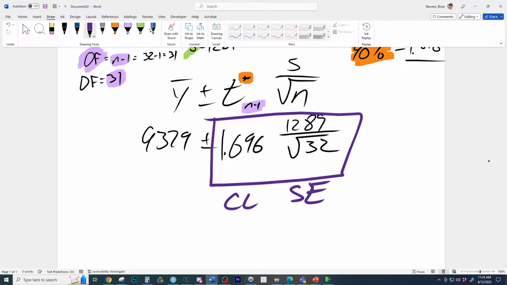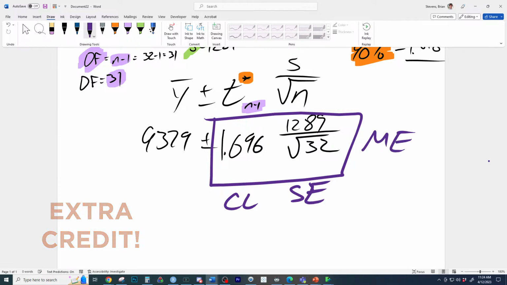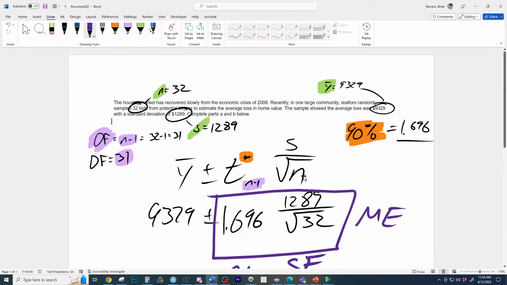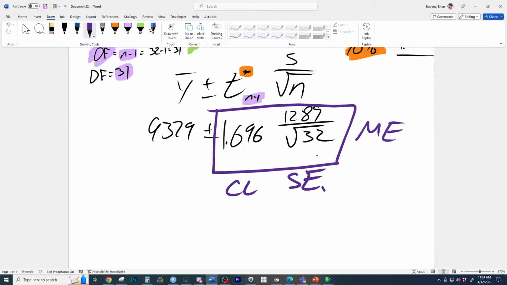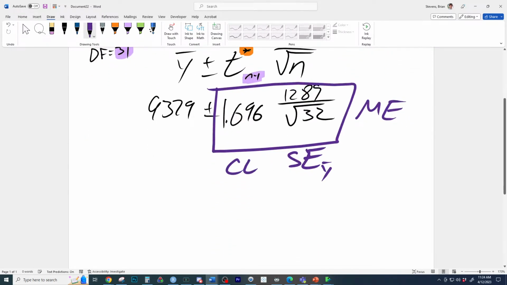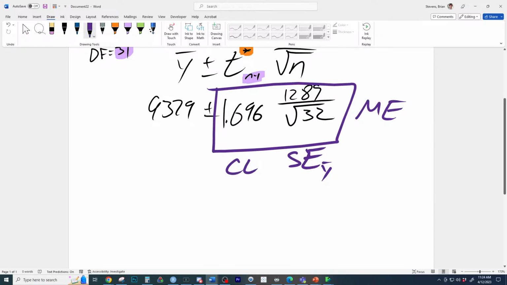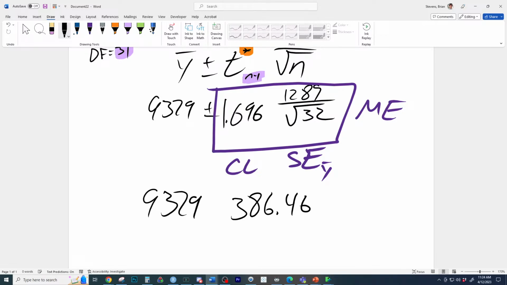Great job, Caitlin. So understanding that this whole thing is the margin of error, and it consists of your confidence level dictated by the T relative to the percent confidence, or a Z if it's a Z interval, and the standard error is the standard error of the mean right here in this instance. So the value we have for the margin of error is 386.46. And then we just have 9329.